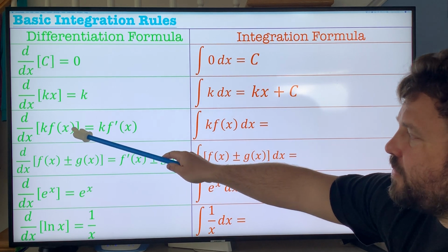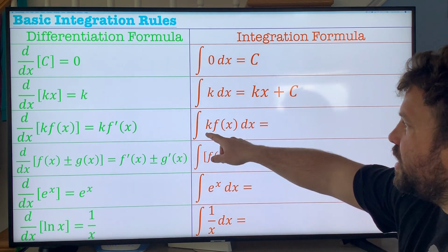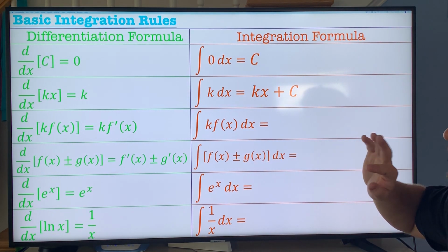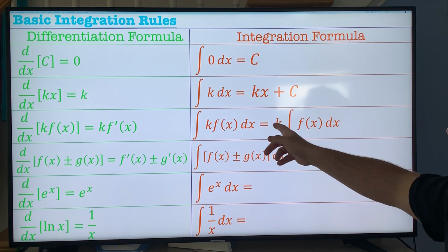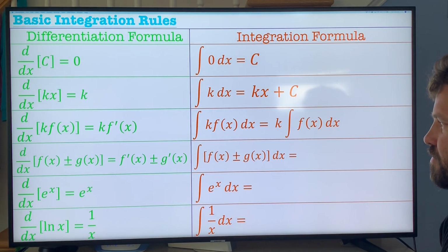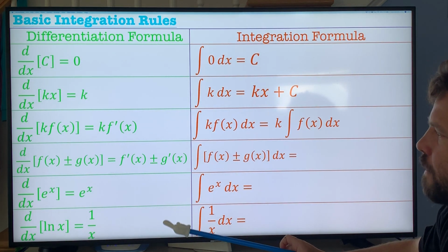Derivative of k times a function is k times the derivative of that function, right? So the integral of k times a function is, what do you think? Going backwards. K times the integral of that function. We just did that one. All right, and you're going to understand what all this stuff means in a moment, don't worry.